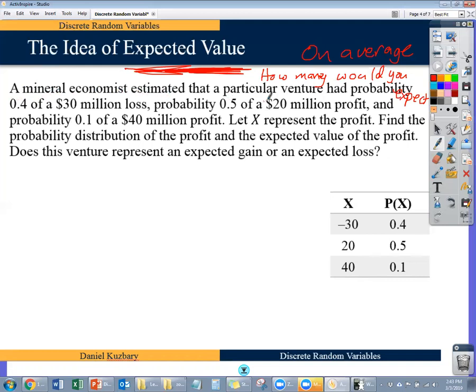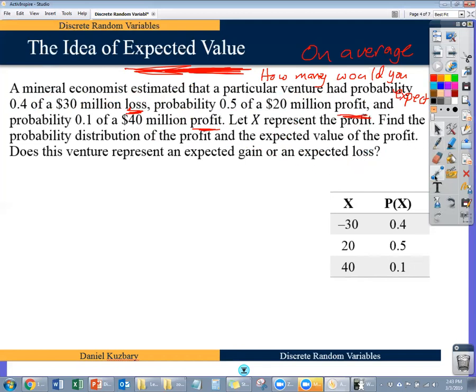Mineral economists estimated that a particular venture had probability 0.4 of a $30 million loss. So there's the word loss, that's important. Probability of 0.5 of a $20 million profit, and probability of 0.1 of a $40 million profit. Let X represent the profit and find the distribution of the profit and the expected value of the profit.